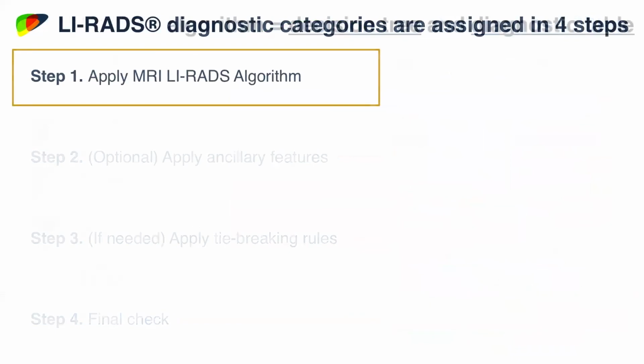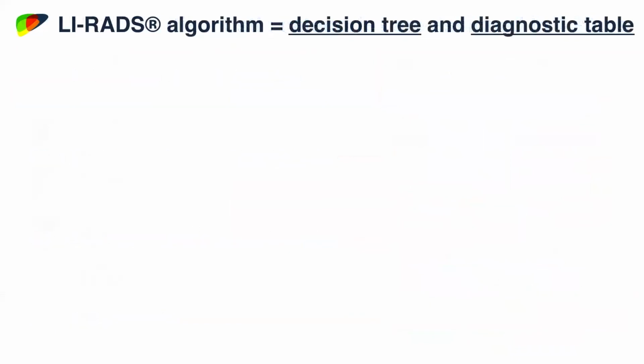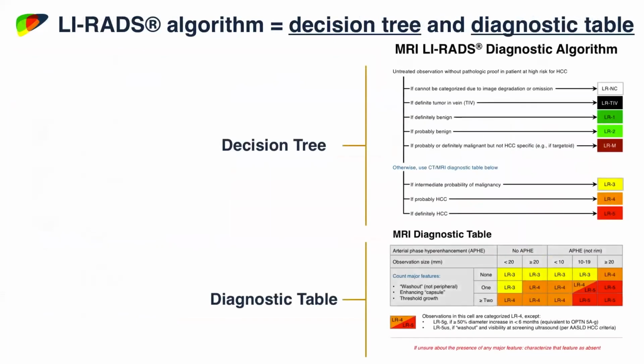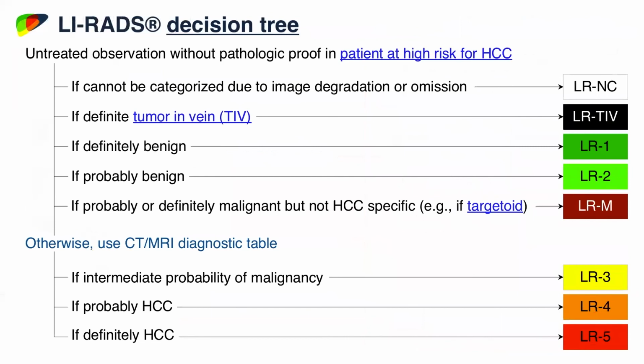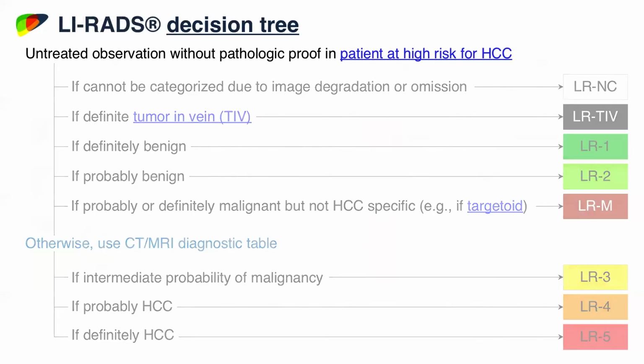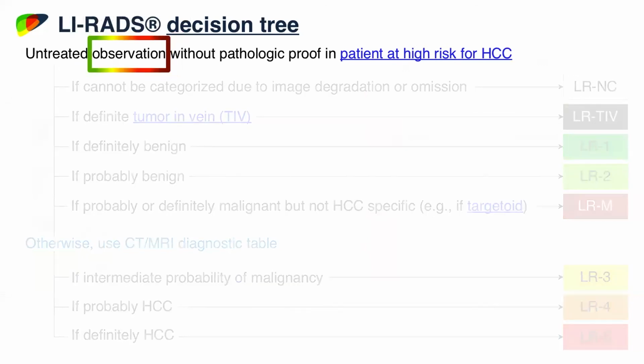Let's start with applying the LI-RADS algorithm. The LI-RADS algorithm has a decision tree and a diagnostic table. So the decision tree is shown here, the diagnostic table is shown below. So here's the decision tree. Let's focus in on this decision tree. Once you get used to using LI-RADS, this decision tree is very easy to use. It takes literally sometimes even 1/10 of a second to go through this decision tree. It's very, very fast. So the first thing we do is we ask ourselves, is there an untreated observation?